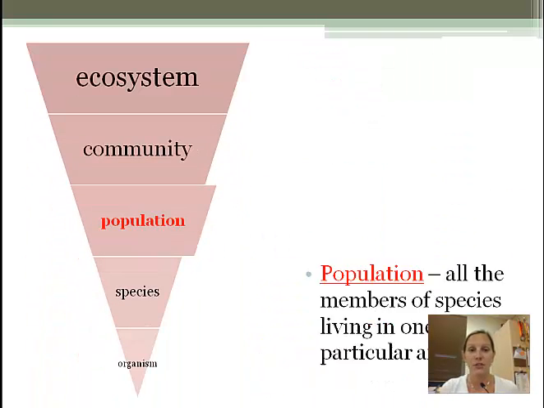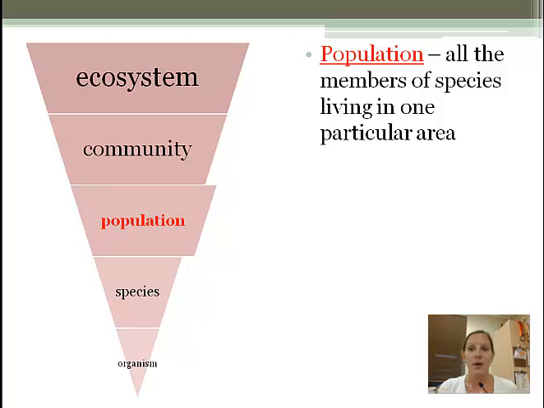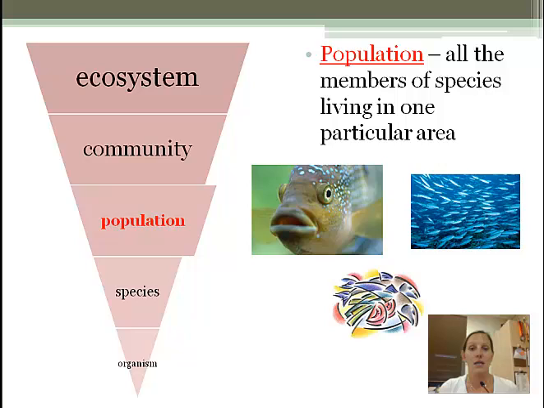Okay, populations. A population is all the members of a species living in a particular area. If you notice here, there are 3 different populations of fish. They're not the same kind, but they're all fish living together in the same area.